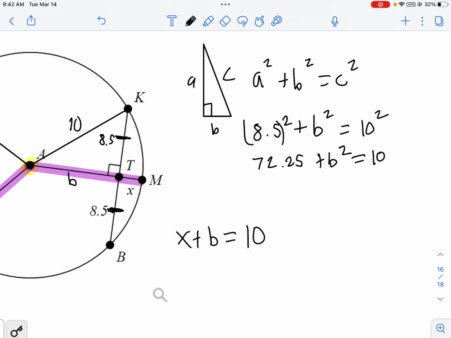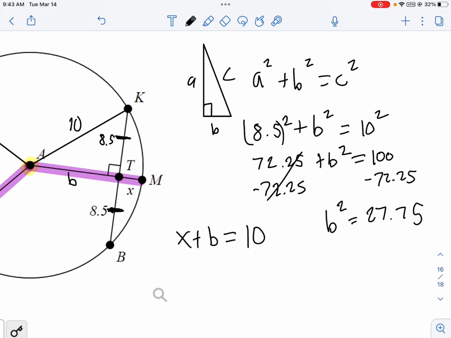Remember, you want to get that alone. So if you have 72.25 on one side, subtract it, move it over to the other. So now we have 100 minus 72.25, which is 27.75. I do not know why that was a struggle. So b squared equals 27.75.